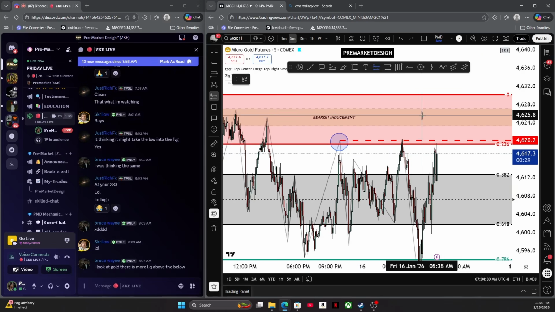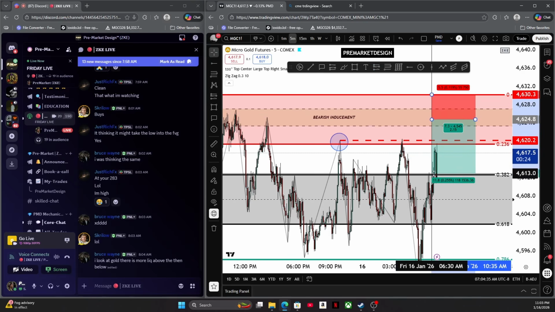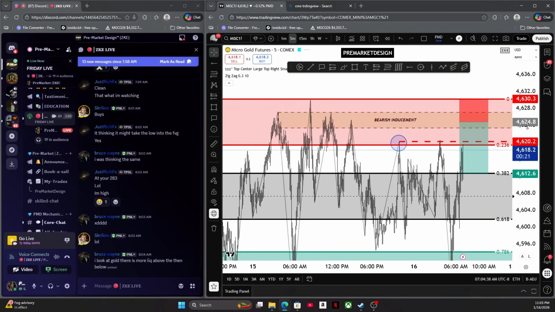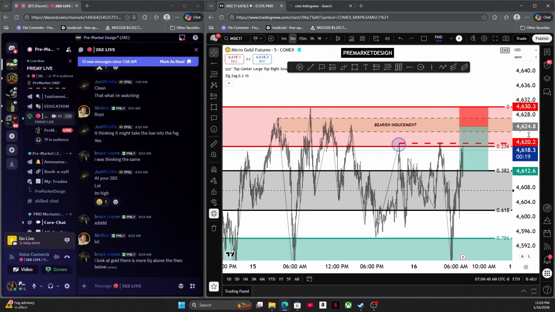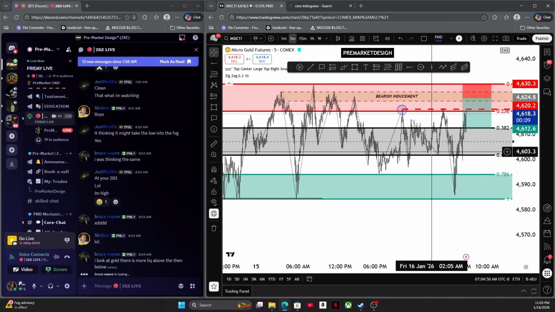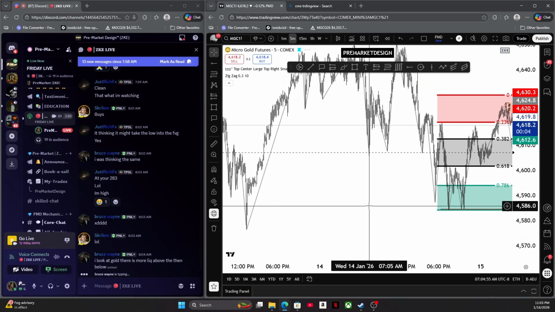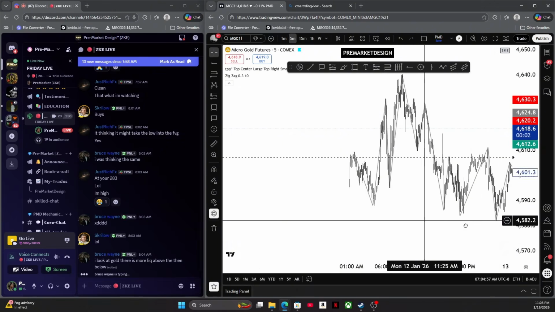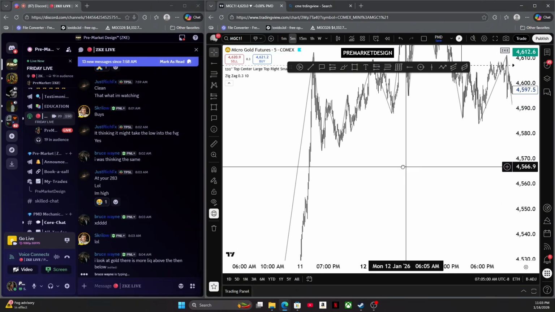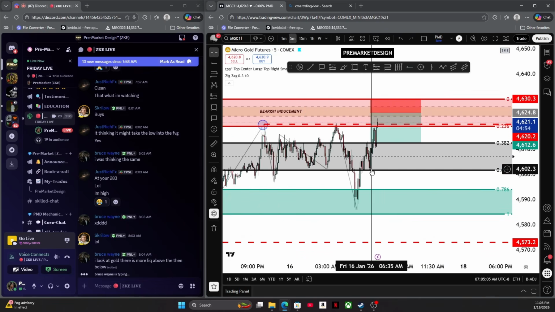I want my entry here. Like bam, stops here. Bow, I want something like this. I look at gold there. There's more liquidity above than below. Yeah, and we swept hella liquidity already. Like we swept this. We didn't sweep these, but that's just the overall low anyway. But we swept this over here. Like we swept hella. And then obviously we have our overall low, but we did sweep a lot.